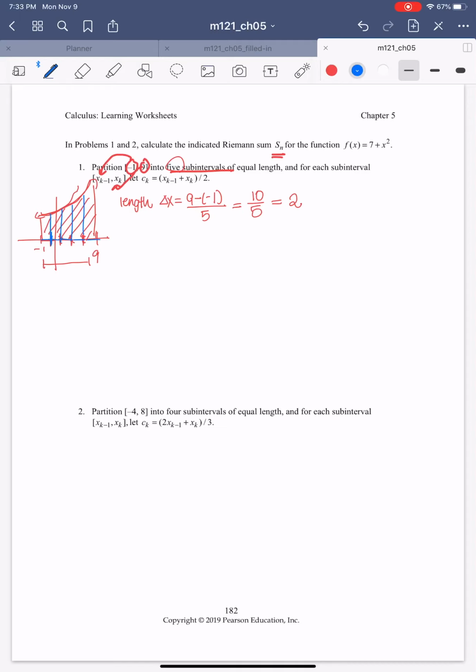C sub 1 will be the points that we put into f, so we get the height. So let's begin with c sub 1 all the way up to c sub 5, because there are 5 rectangles. So c sub 1 is calculated as, we have the first one.